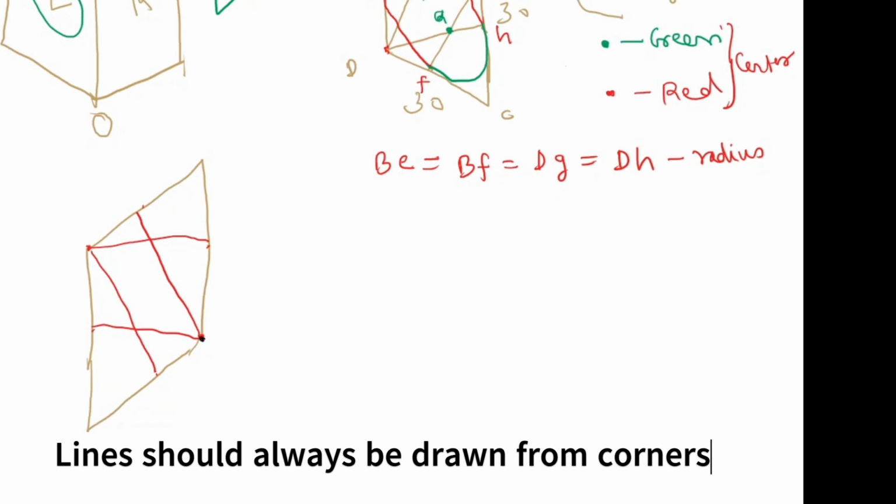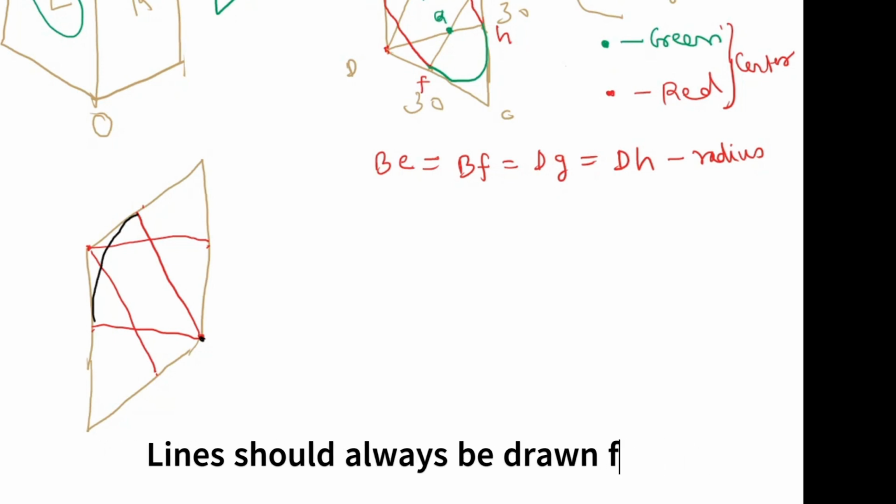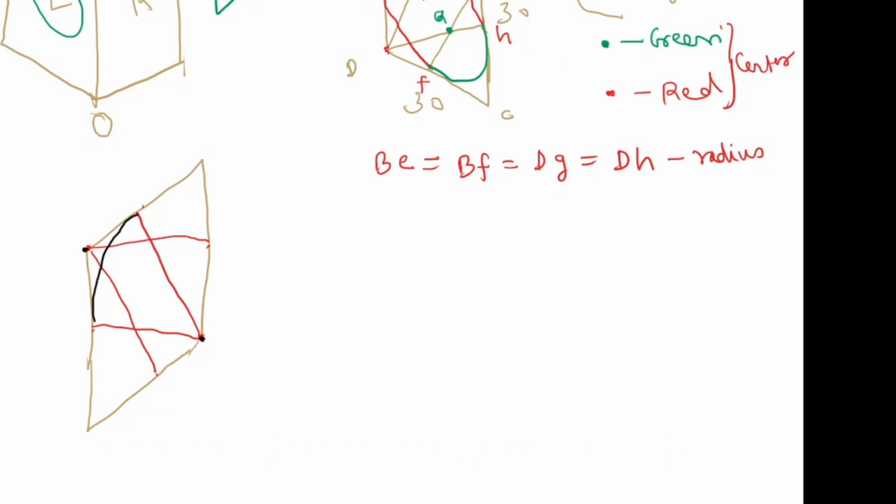Now let us construct the ellipse. So with this point as center, this is one portion of the ellipse. With this point as center, another portion of the ellipse. Then with this point as center, the third portion of the ellipse, and with this intersection as center, another portion of the ellipse, and the ellipse is done.